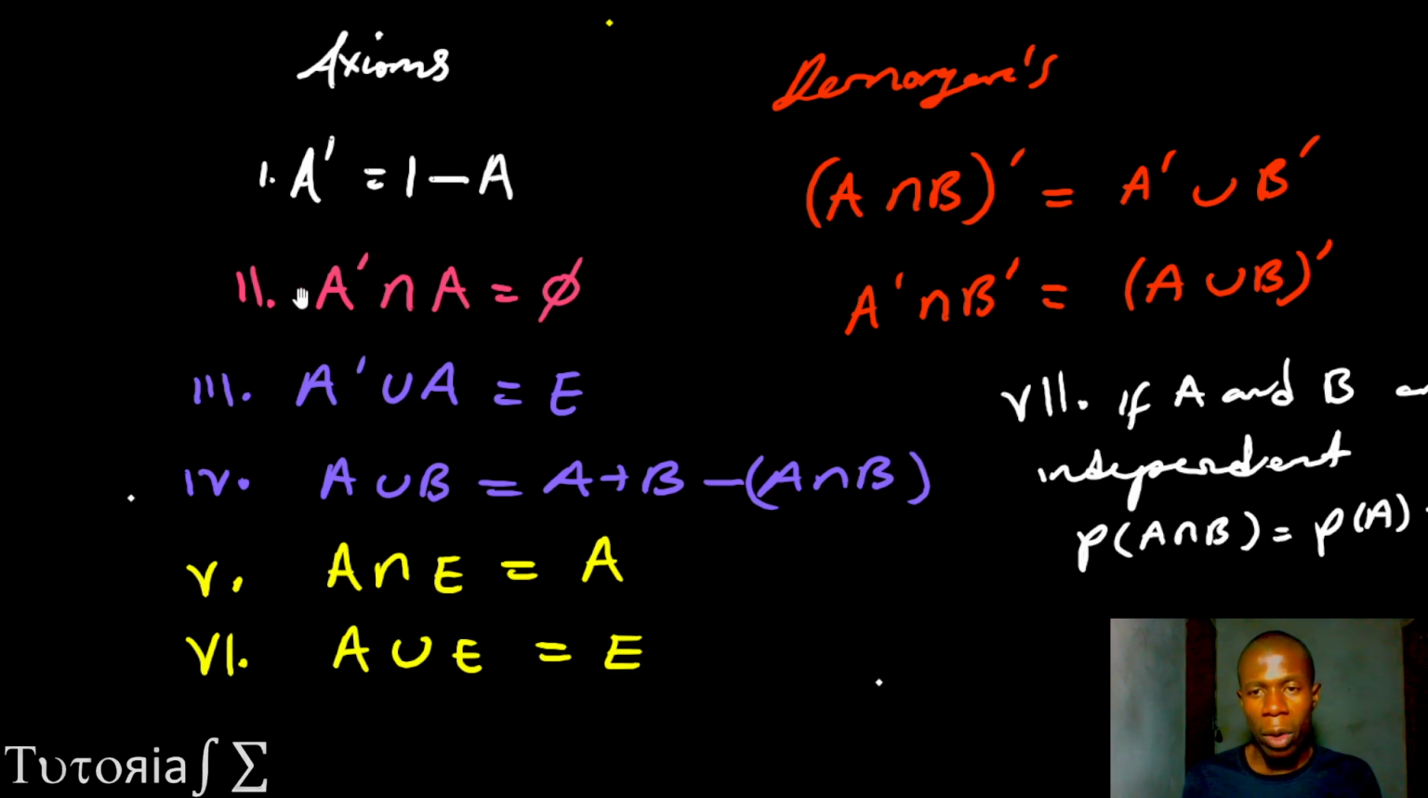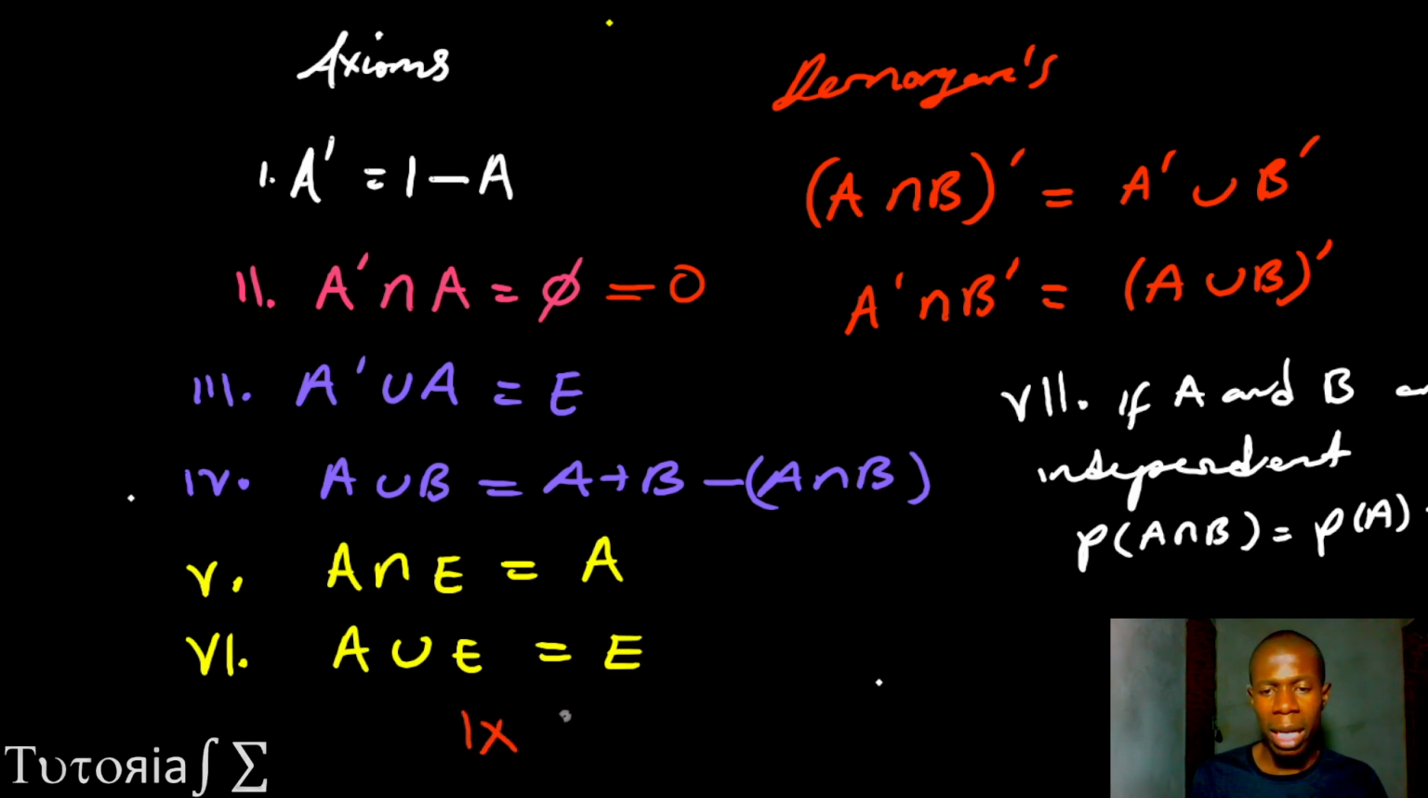When you have A complement intersection A, this is an empty set, which is equal to 0. Then A complement union A is equal to E, the universal set. I think another axiom that I could add, which we'll call number 9.